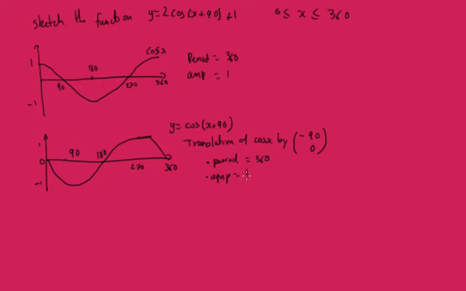So what's the next step we're going to put into our sketch? We're going to take this graph and do y equals 2 cosine (x plus 90). So this is a stretch factor.